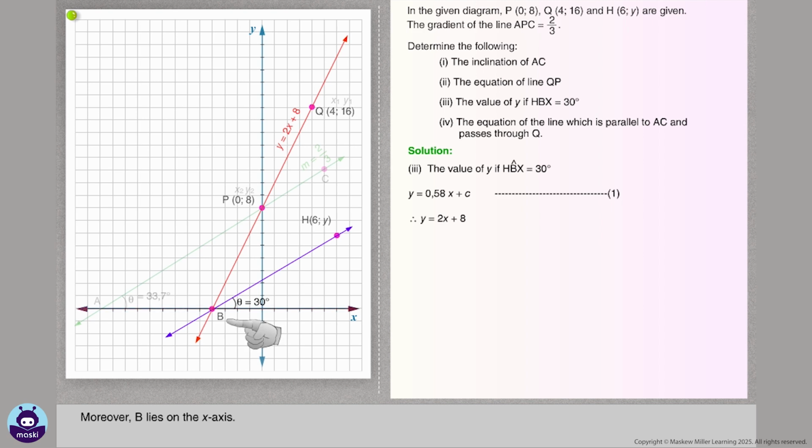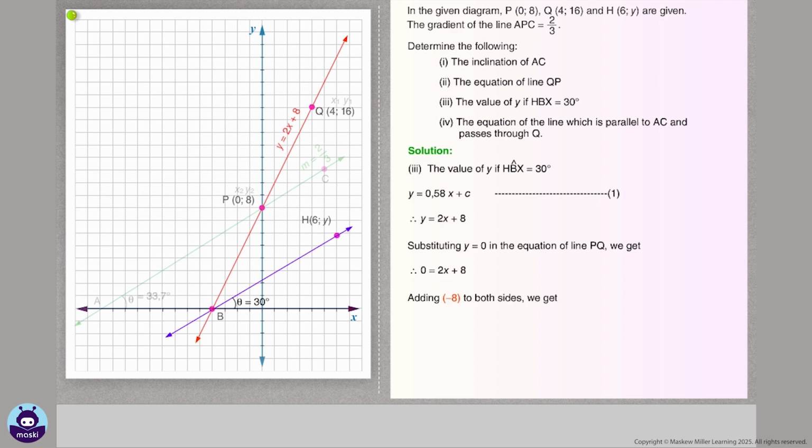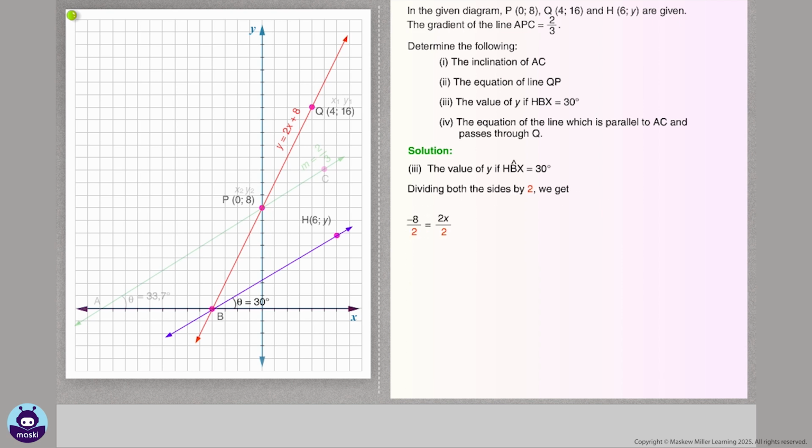Moreover, B lies on the x-axis. This means that its y-coordinate is 0. Substituting y is equal to 0 in the equation of the line PQ, we get 0 is equal to 2x plus 8. Adding negative 8 to both sides, we get negative 8 is equal to 2x. Dividing both sides by 2, we get negative 8 over 2 is equal to 2x over 2. X is equal to negative 4. Thus the coordinates of the point B are (negative 4, 0).